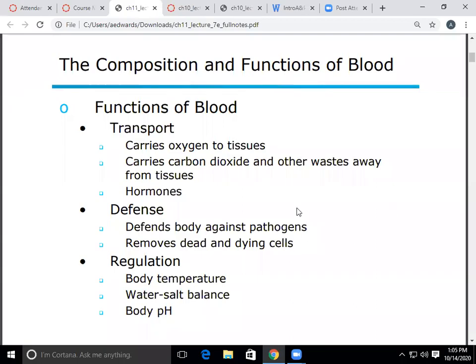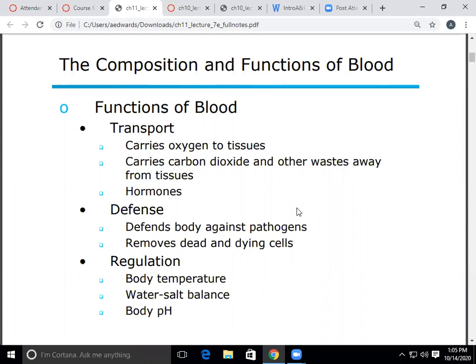All right, so let's talk about blood. Okay, yes, it's kind of fitting. We're in October, so it's probably fitting to talk about blood. All right. So functions of blood: transport, defense, and regulation.